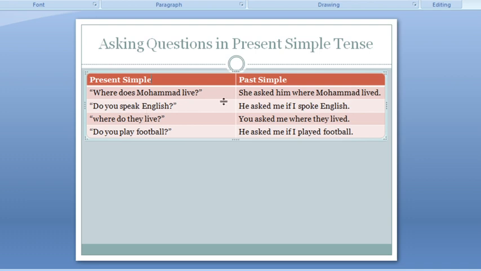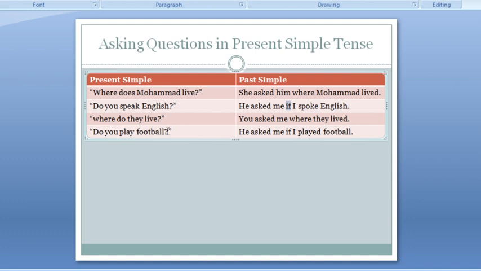"Do you speak English?" Now, "do you speak" means somebody asked me if I spoke English. This is uncertainty, so we'll be using "if." Do you, not sure, okay. "Do you speak English?" He asked me if I spoke English. "Speak" will be changed into "spoke," second form. "Where do they live?" He asked me where they lived. So "live" will be changed into "lived."